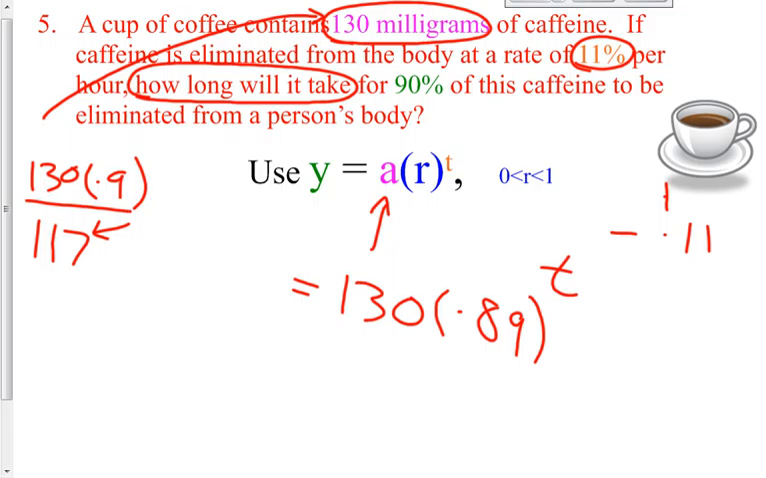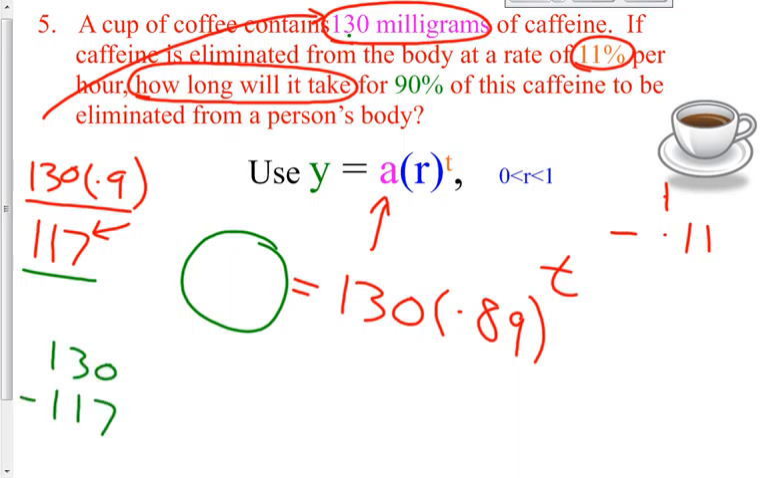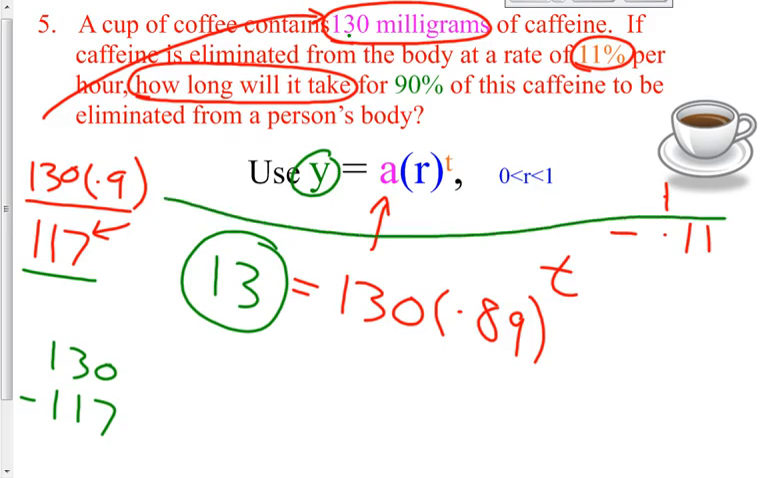So what is my ending value? What is my y value? Well, it is how much is left. If we started with 130 and the body got rid of 117, what's 130 minus 117? That is my ending value. Sorry, class, I got ahead of myself in my notes. Okay, so 130 minus 117 is 13. So that is my amount at time t. Now I want to find out what t is. So here's my equation.